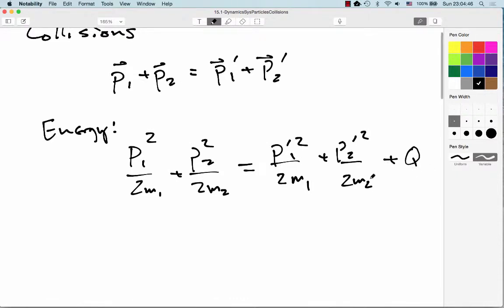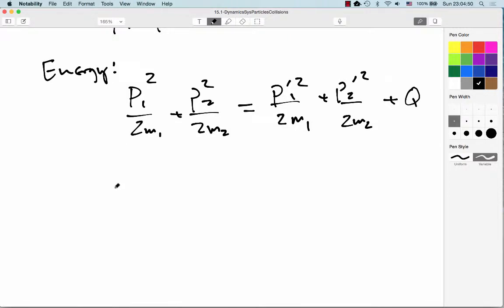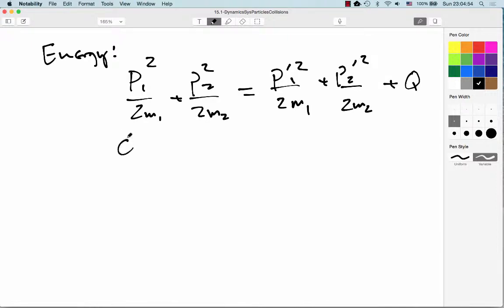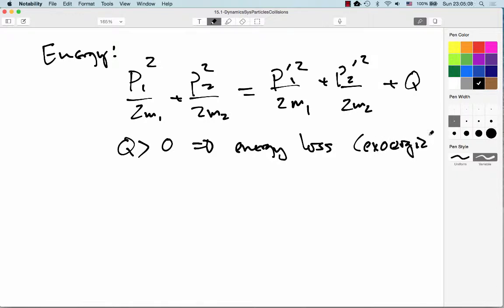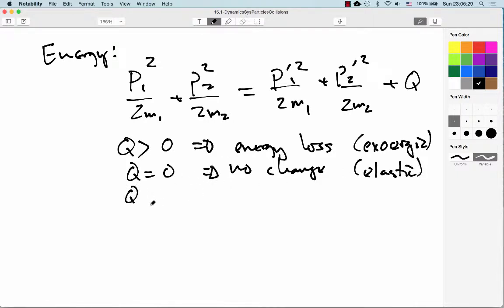The system could gain or lose energy, so we'll keep track of that with our quantity Q. If it's energy loss, it's usually to heat, so that's why we picked Q. Anyway, if Q is greater than 0, that would correspond to an energy loss. That's also known as an exergic collision. If Q is equal to 0, then there's no change in energy, and it's an elastic collision. And finally, if Q is less than 0, then that means that the system gained energy. So that makes it endergic.